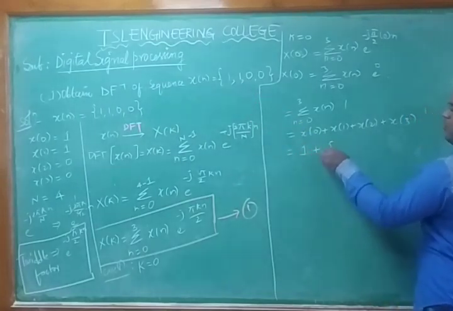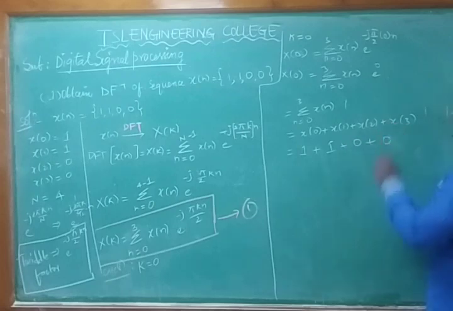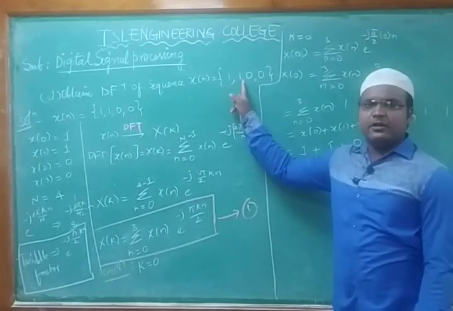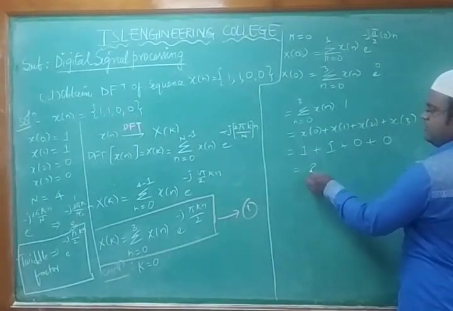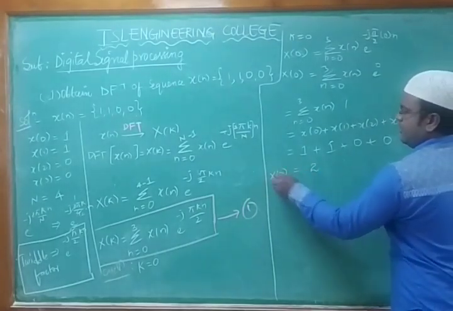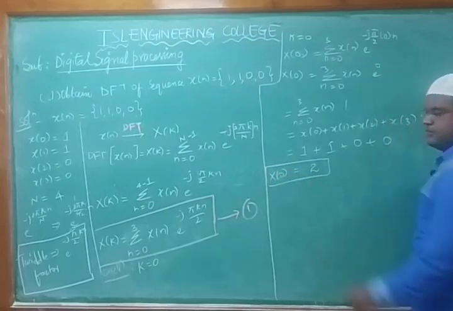1 plus again 1 plus 0 plus 0. So we had this 1 plus 1, 0 plus 0. So those values we wrote. Now add all these values, so we will get 2. So X of 0 is equal to 2.